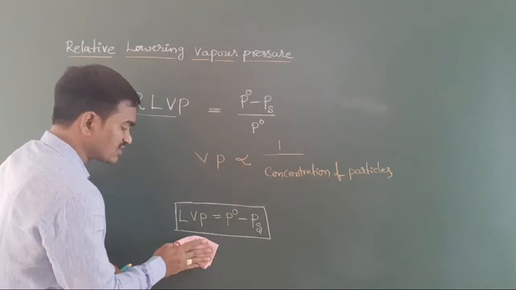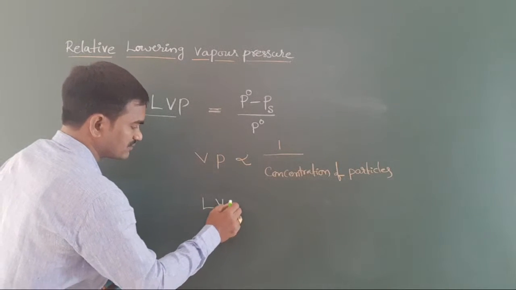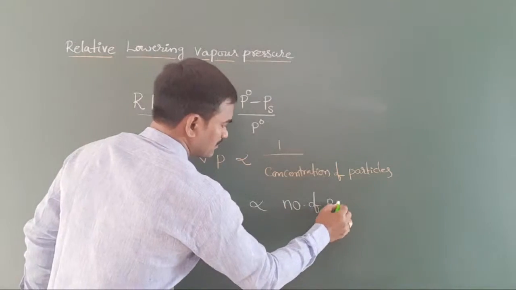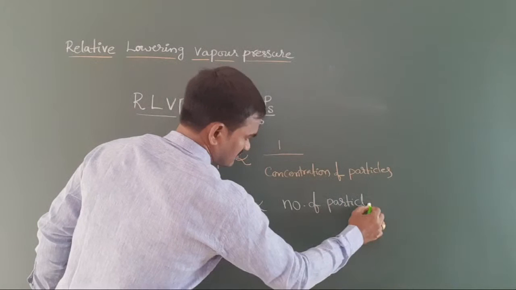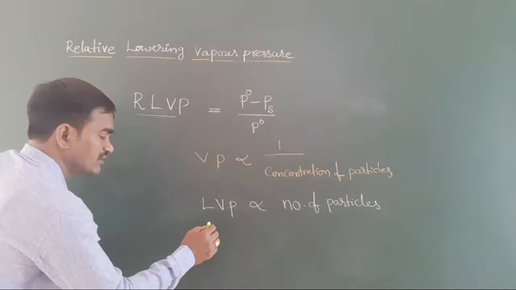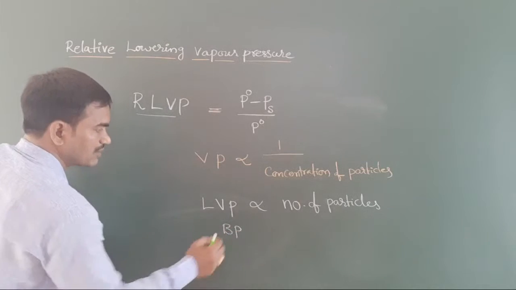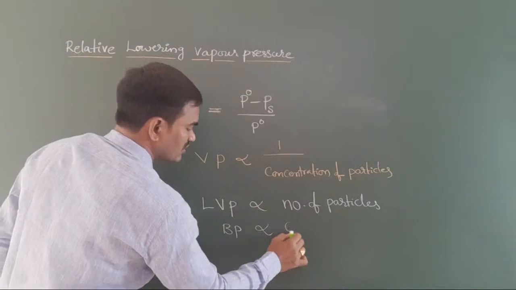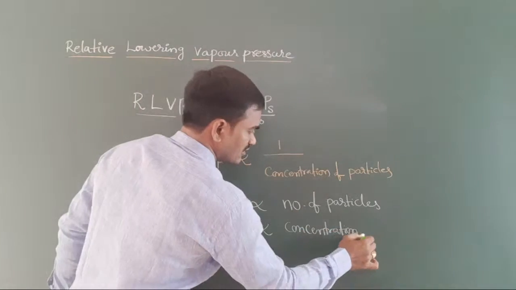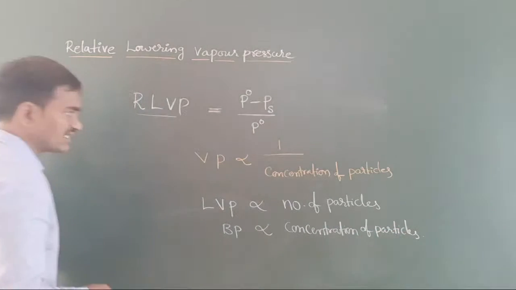So here you see the next one. Lowering vapor pressure is directly proportional to the number of particles. Can you see this? These are very important. Next one, boiling point. Boiling point is also the same, directly proportional to the concentration of particles. Like that. These are the points.